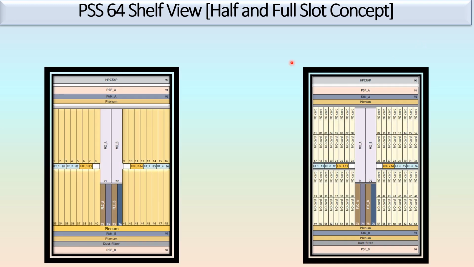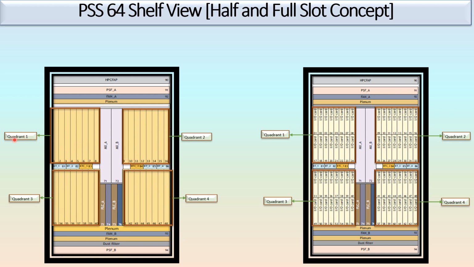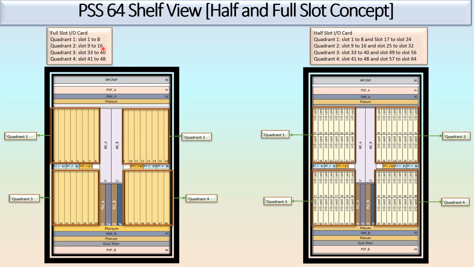So before going to the shelf view, we need to understand the half and full slot concept. So we will discuss in this slide the half and full slot concept. You can see here these two images. This is quadrant 1, this is quadrant 2, this is quadrant 3, this is quadrant 4. In the same way, on the second picture, this is quadrant 1, quadrant 2, quadrant 3, and this is quadrant 4. So this is the full slot input output card, and this is the half slot input output card. You can see the difference clearly if you notice.